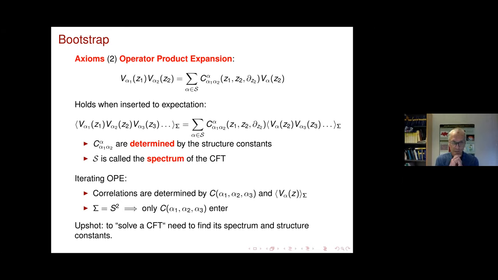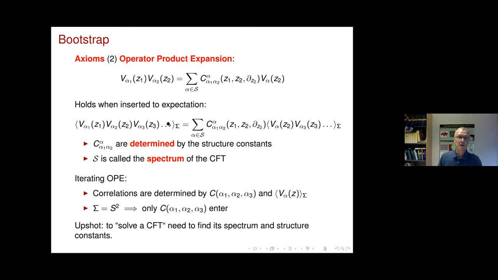Namely, if you take two of these local fields, these V's, and insert them in correlation functions, what should happen is that you can fuse them together, and the result can be expressed in terms of these same fields. That's called the operator product expansion. It says that if you take two V's, then their product is the same as a sum of V's with certain coefficients, which actually are differential operators, but let's not be so explicit here. What's important is that once you insert this expansion into correlation functions, if you have an n-point correlation function, then you can reduce it to (n minus 1)-point correlation functions with explicit coefficients. These coefficients are completely explicit and determined by the structure constants, so determined by these C's, which I had on the previous slide.